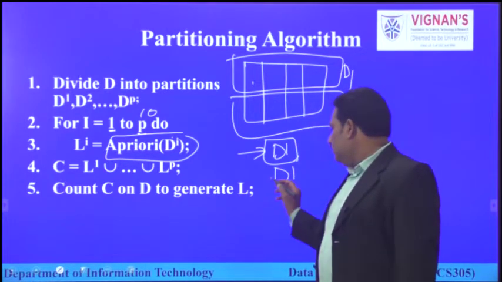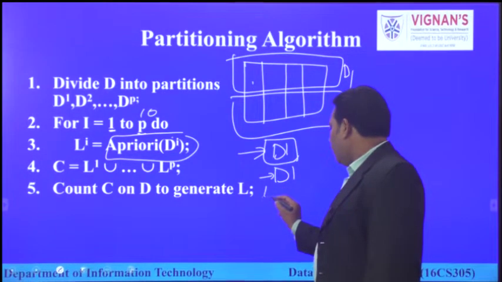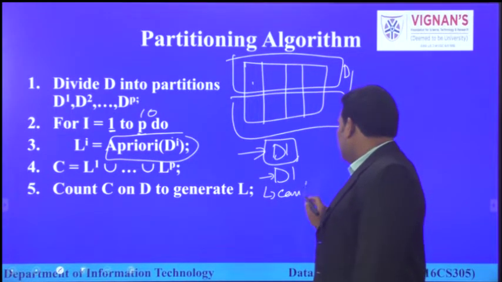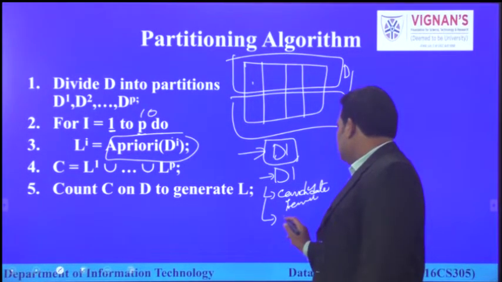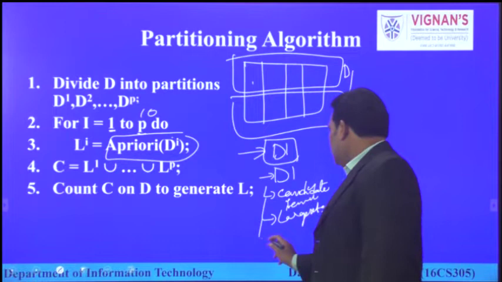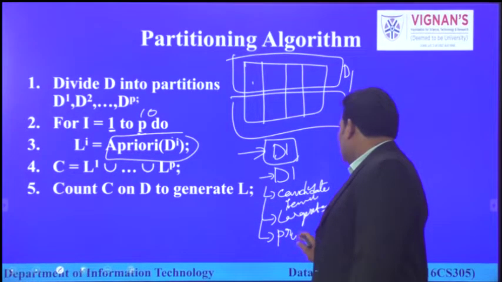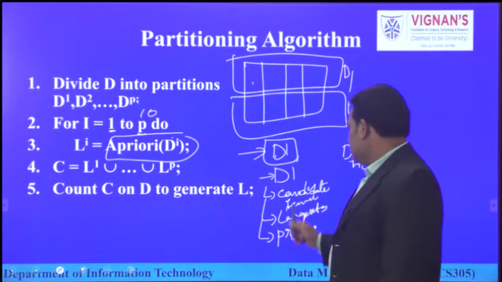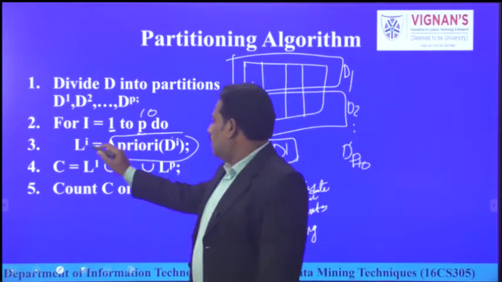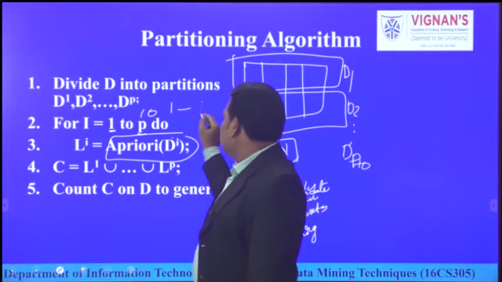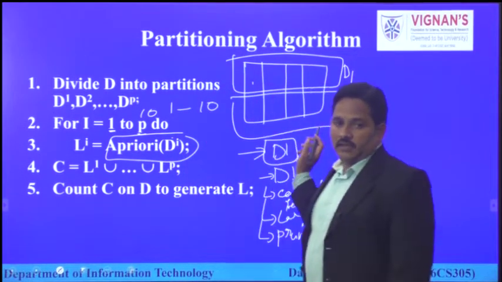Now what will it apply? On this D1, we are applying the algorithm by creating candidate item sets, and next, generating large item sets and applying the candidate pruning approach. Generation, creation and pruning. And after this, we have to repeat the process up to 10 times because here we have taken 10 partitions.